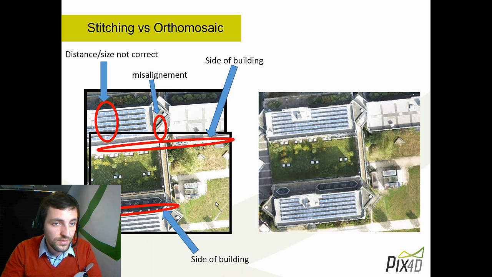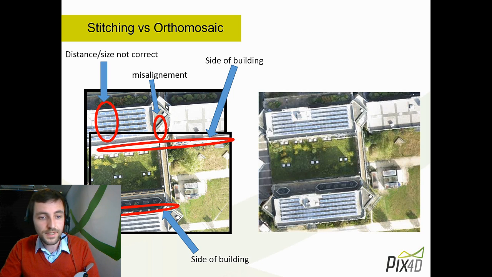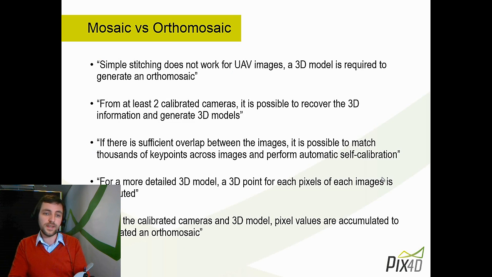And this is what Pix4D Mapper allows you to do. It allows you to go from a set of images into a very accurate auto mosaic. But to do so, it has to go through many different steps, and that's what we're going to see now.